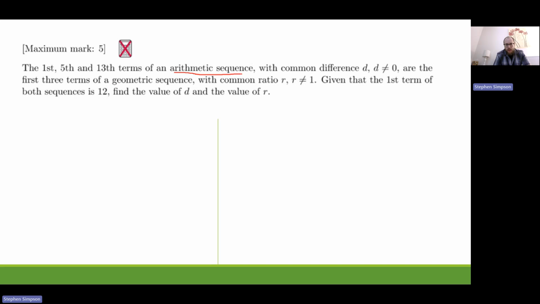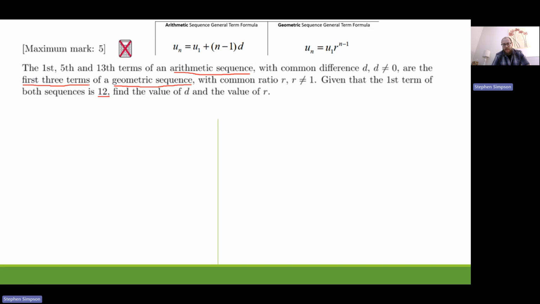So we're going to be using the arithmetic sequence formula and the geometric sequence formula. Specifically, when we talk about a sequence, we mean the nth term formula, the general term formula for each of those sequences. And we don't know all the values of those 3 terms. We know that the first term in each sequence is 12. And we know that the first, fifth, and 13th terms of the arithmetic sequence match the first 3 terms of the geometric sequence. So let's just write out what we know first.